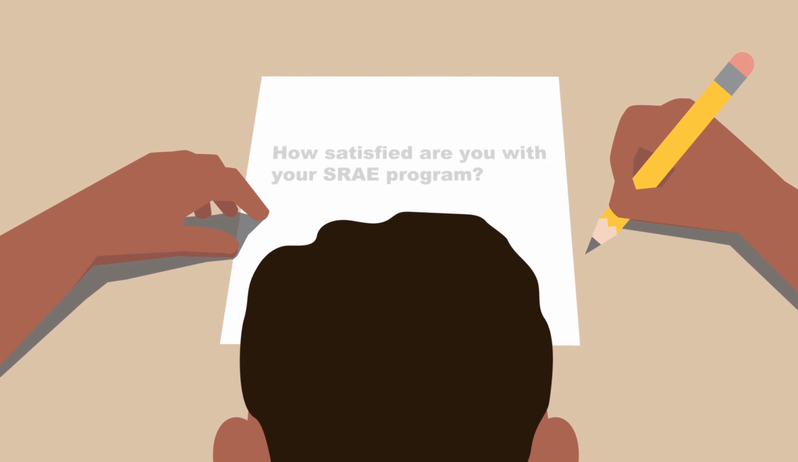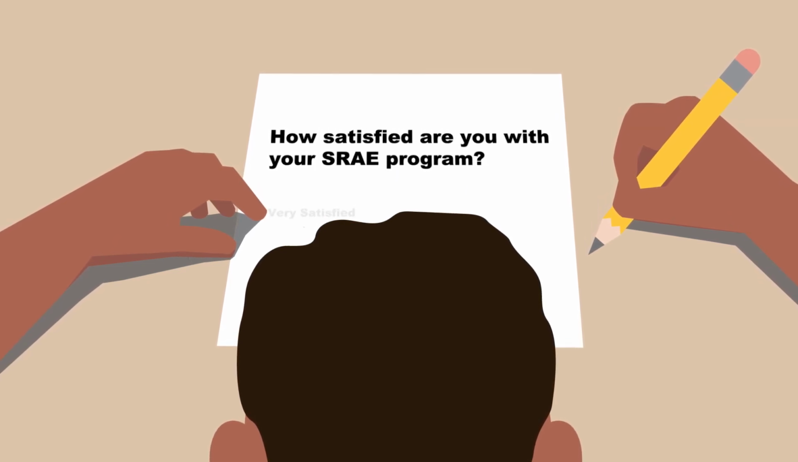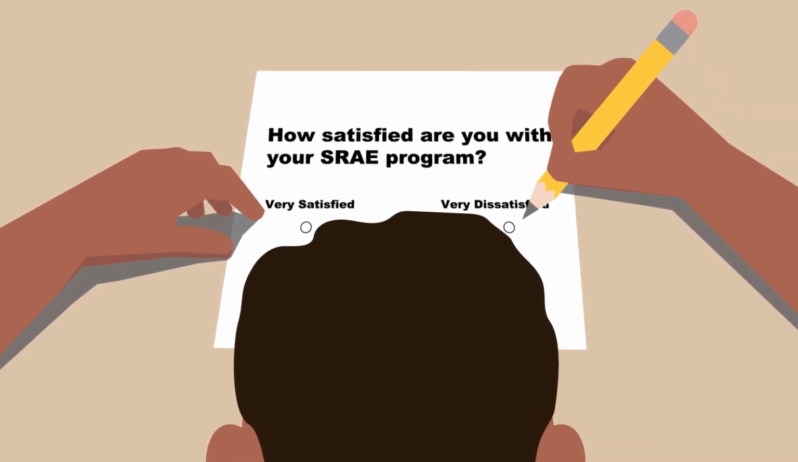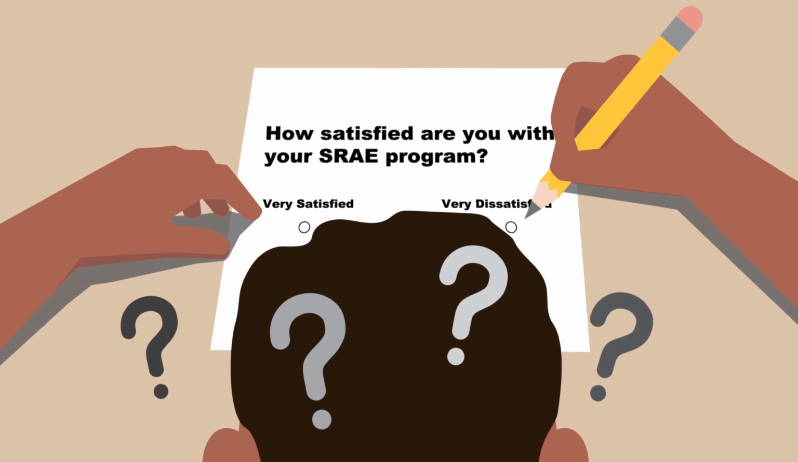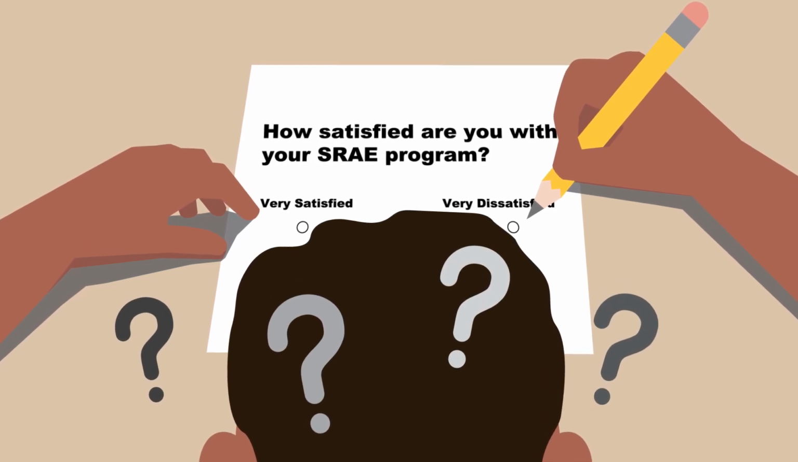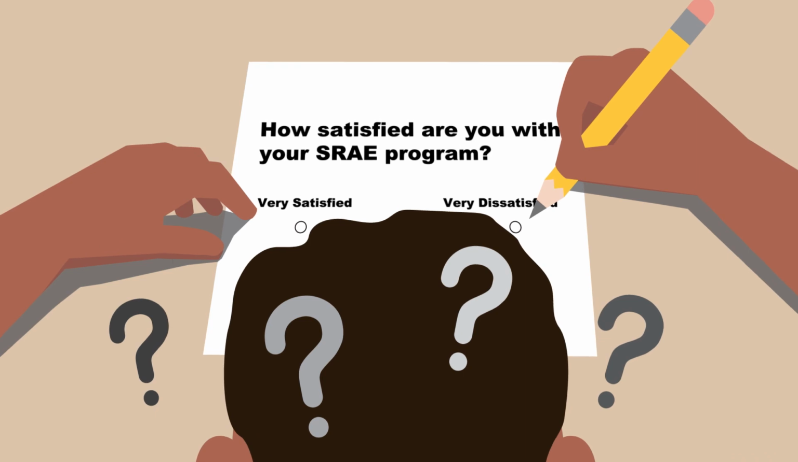Before administering the survey, pretest it to ensure the survey questions are clear and measure what they are supposed to measure. For example, if a survey question asks youth about their satisfaction with the SRAE program, but they have no idea what an SRAE program is, they won't be able to give valid responses.